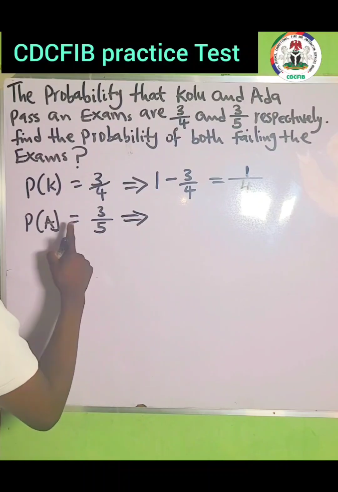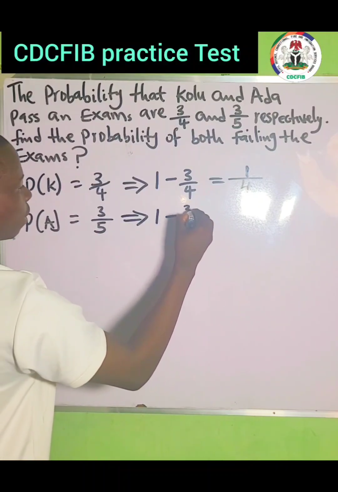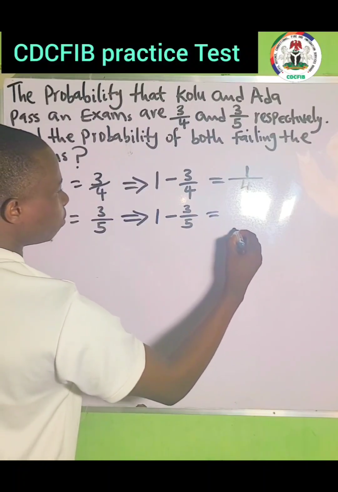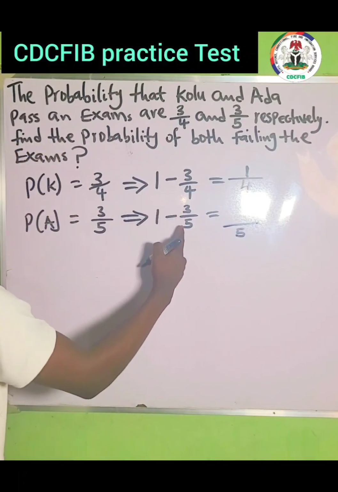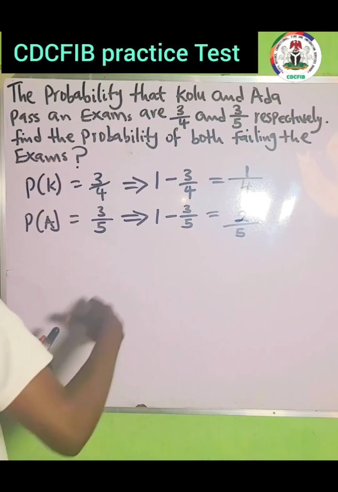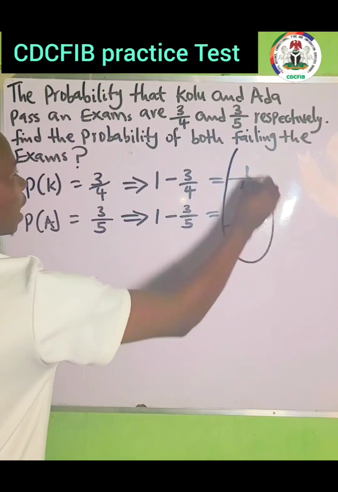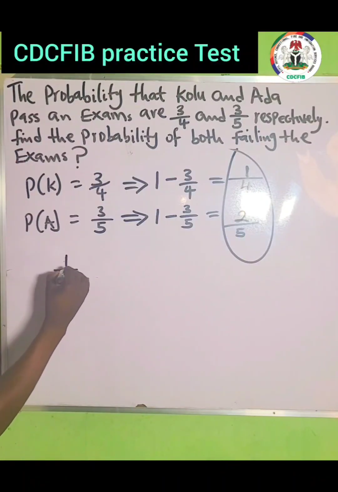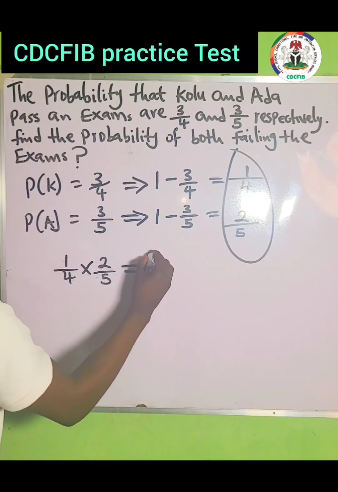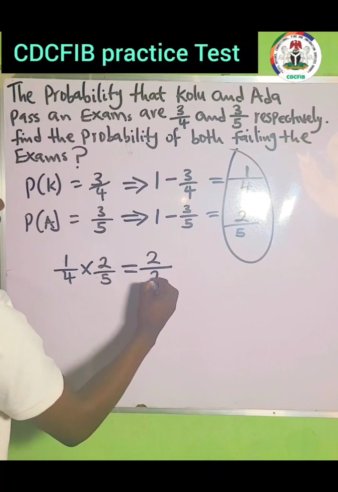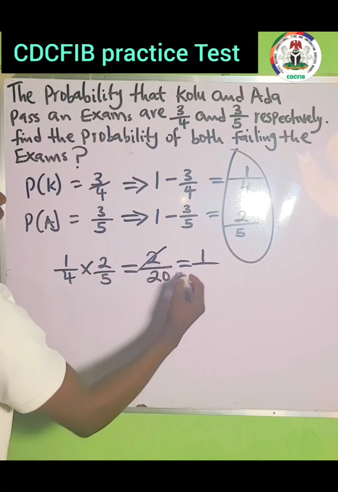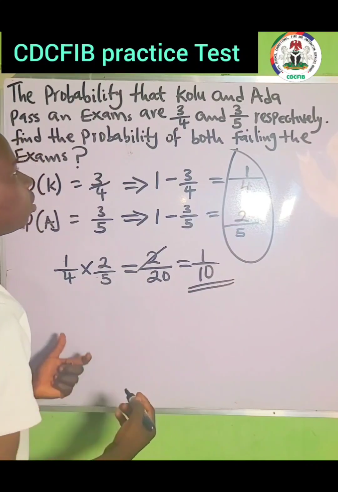Now, to get the probability of failure for Ada, it is 1 minus the probability of success, which is 3/5. The LCM is 5, then 5 over 5 multiplied by 1 is 5, and 5 minus 3 is 2. So now, to get the probability of both of them failing, we are going to multiply these two failures, which is 1/4 multiplied by 2/5, which equals 1 multiplied by 2 is 2 over 4 multiplied by 5, which gives us 20. And this can be reduced: 2 can go into 2 one time, and 2 can go into 20 ten times. So the answer is going to be 1/10.